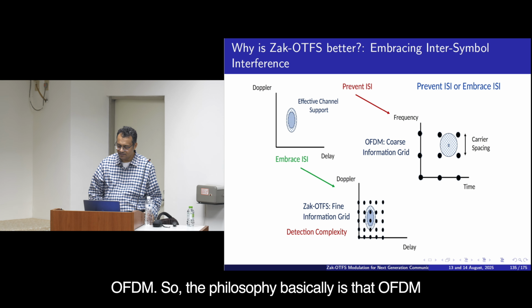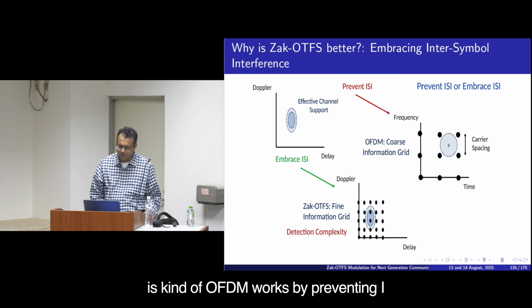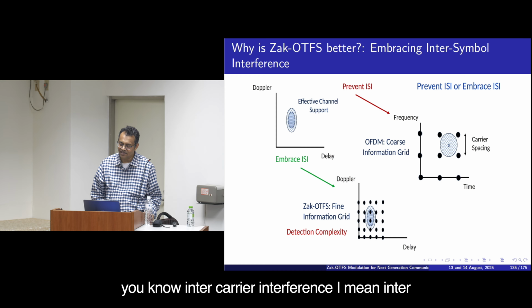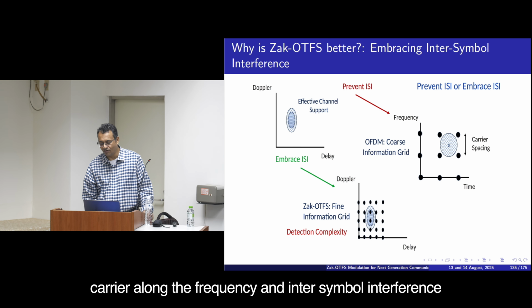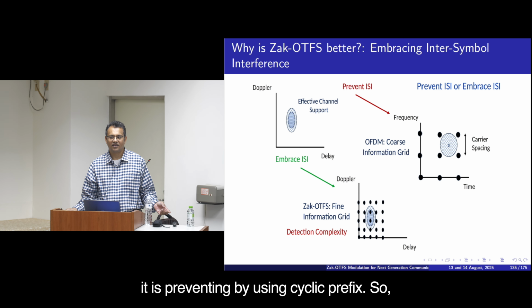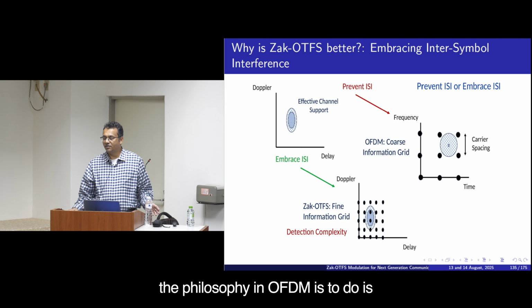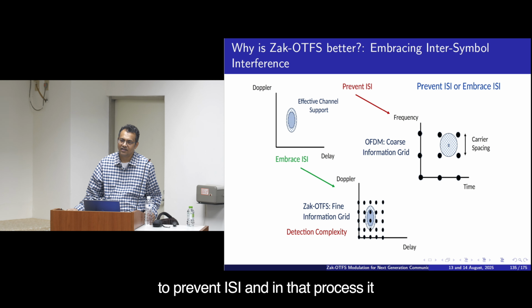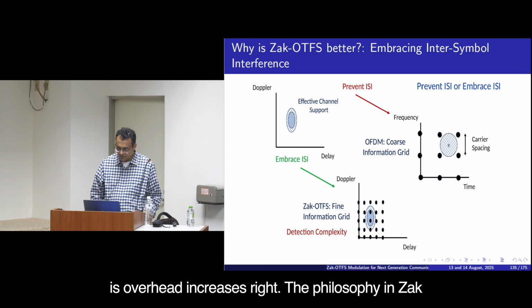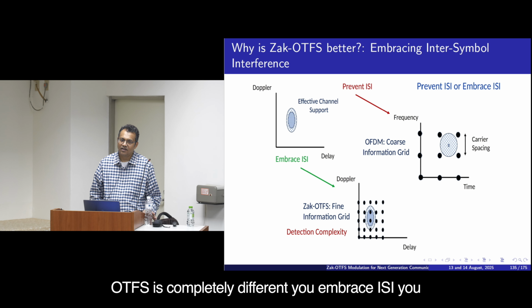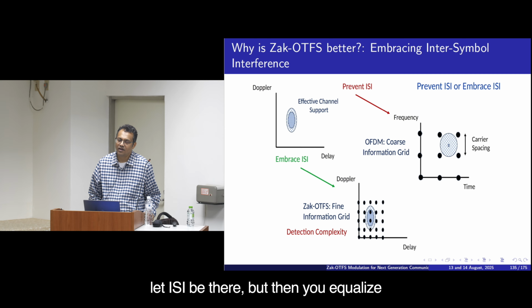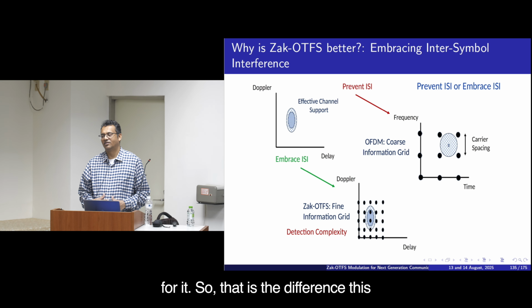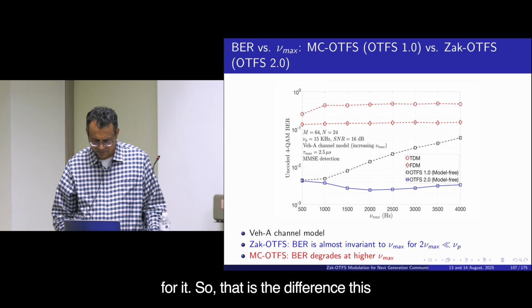So the philosophy basically is that OFDM works by preventing inter-carrier interference along the frequency, and inter-symbol interference it is preventing by using the cyclic prefix. So the philosophy in OFDM is to prevent ISI, and in that process its overhead increases. The philosophy in OTFS is completely different. You embrace ISI, you let ISI be there, but then you equalize for it. So that is the difference. This result here.